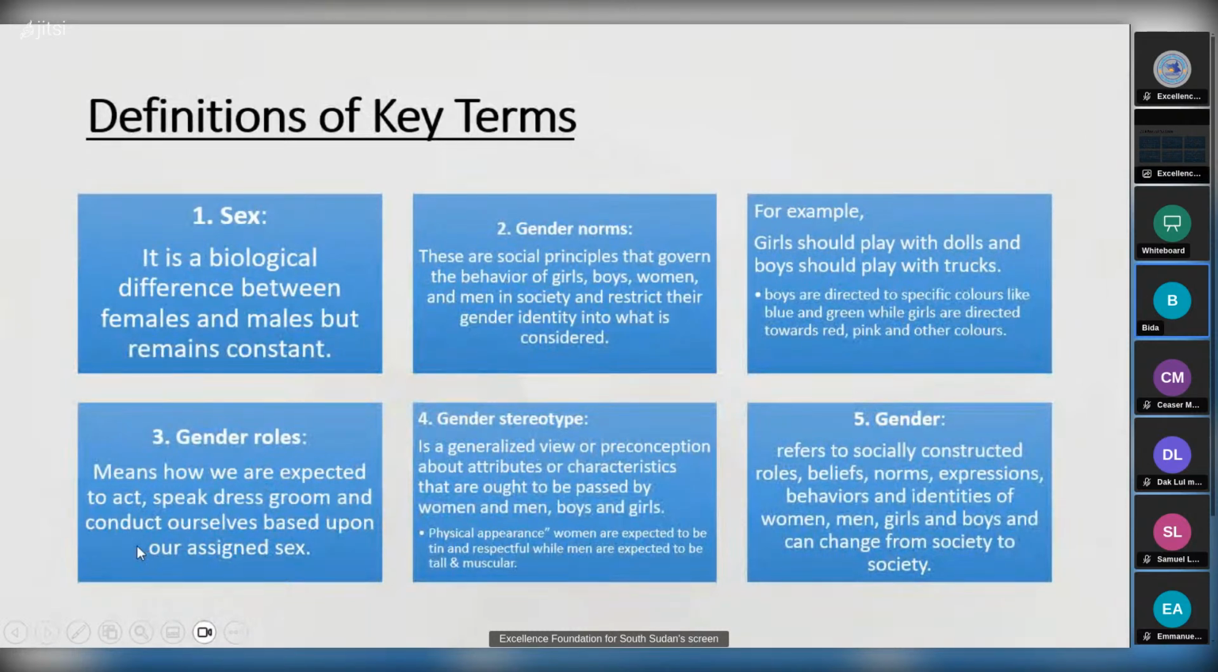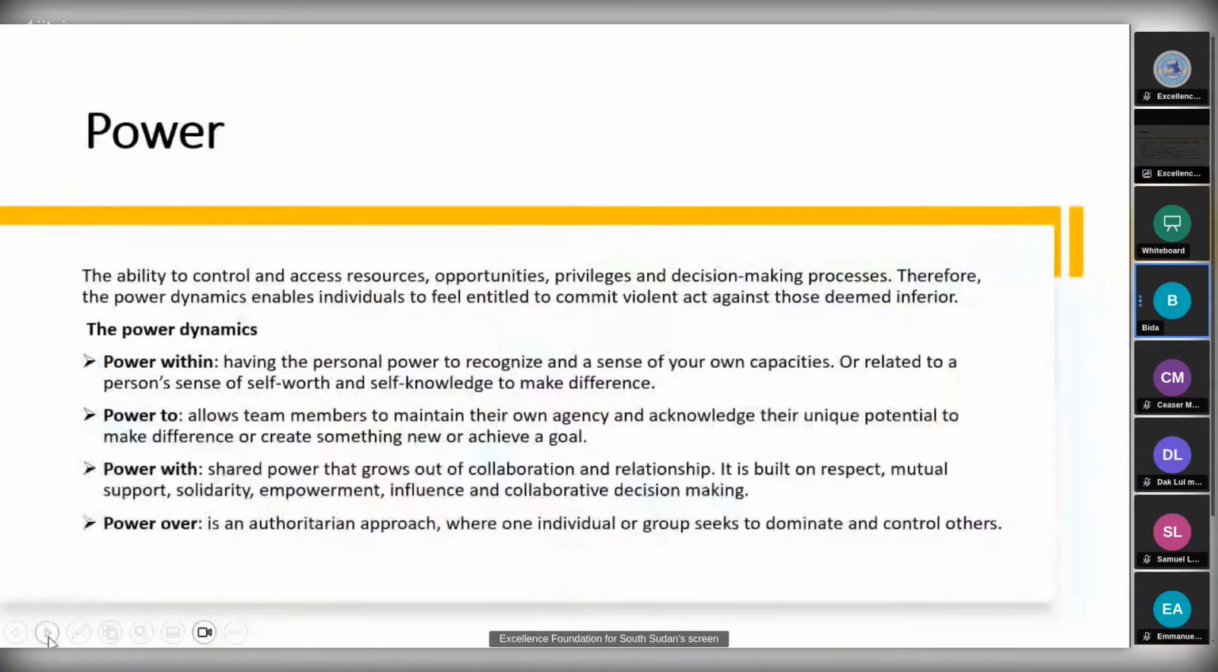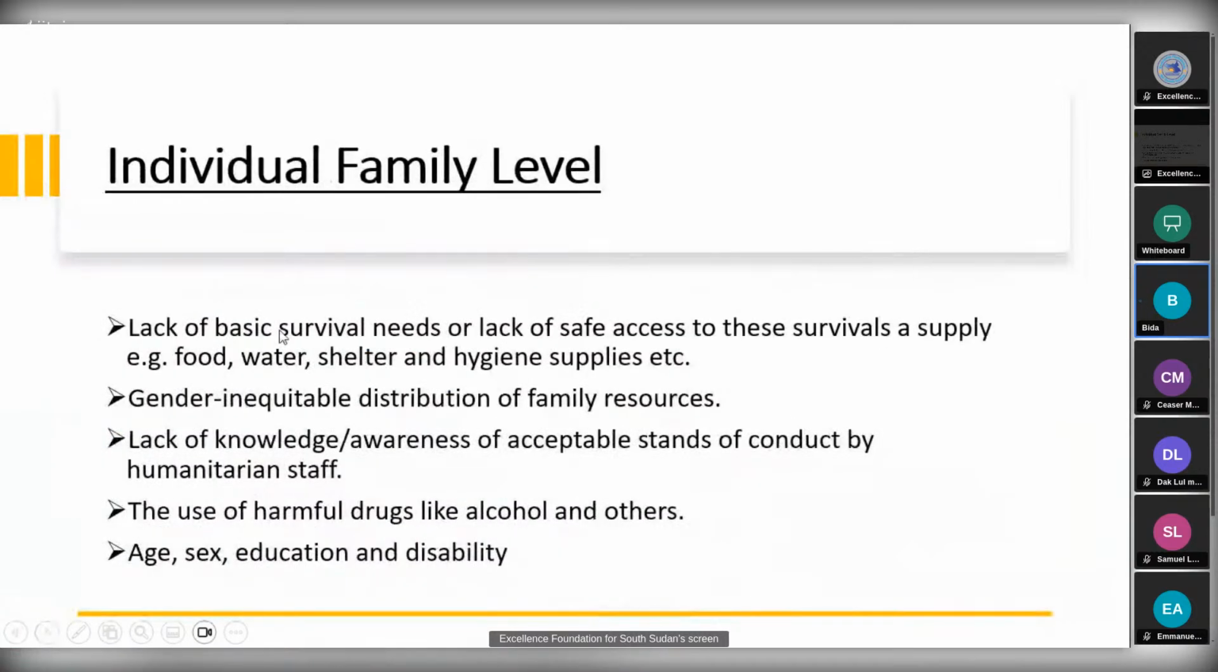And he talked about the main forms of violence, which include sexual violence, physical violence, psychological or emotional violence, as well as socioeconomic violence. He defined power, which is the ability to control and access resources, opportunities, privileges, and decision-making processes, and power dynamics, which enable individuals to feel entitled to commit violent acts against those that are inferior. And he discussed the factors that contribute to gender-based violence at the society level, at the community level, and even at the individual family level.